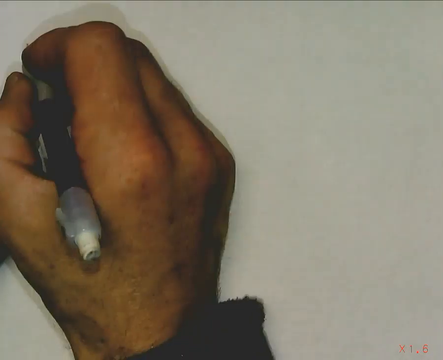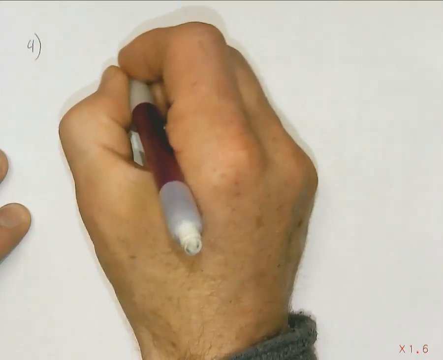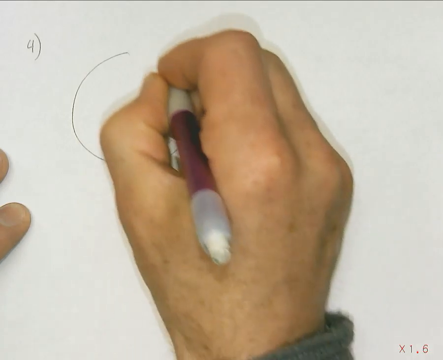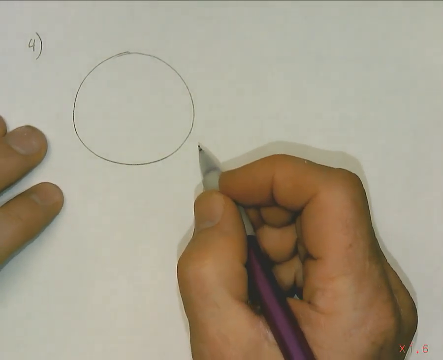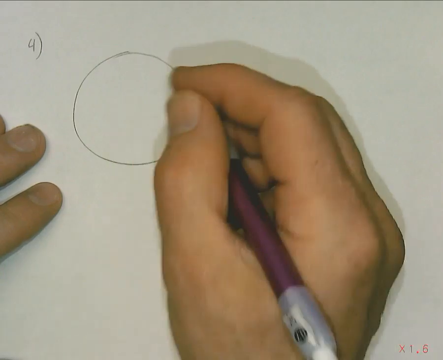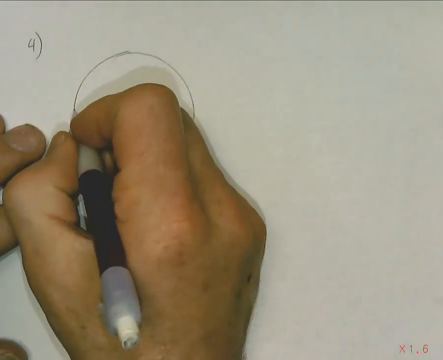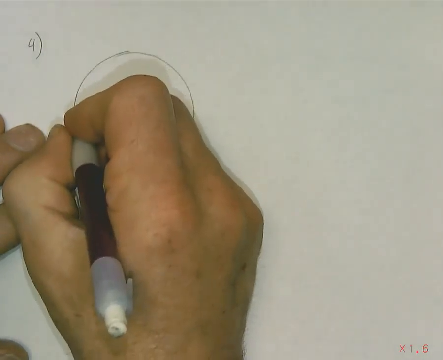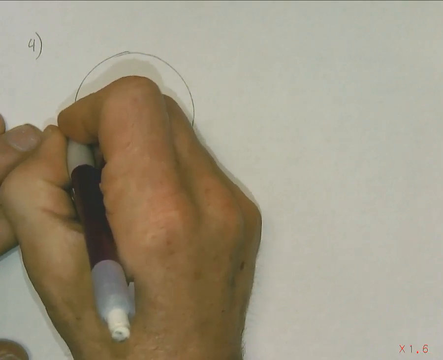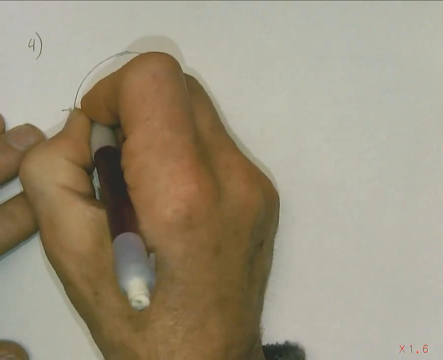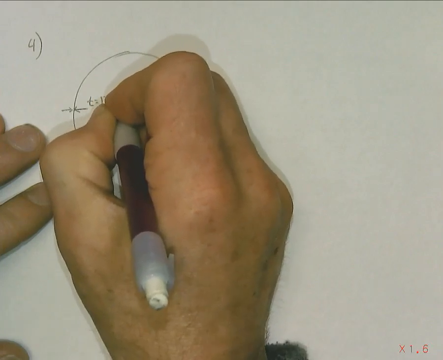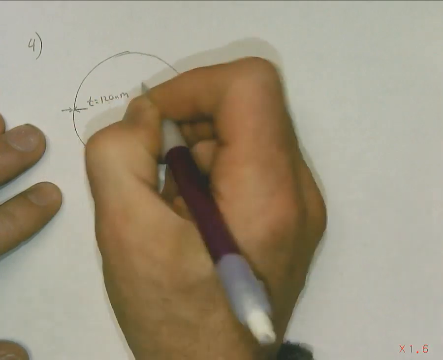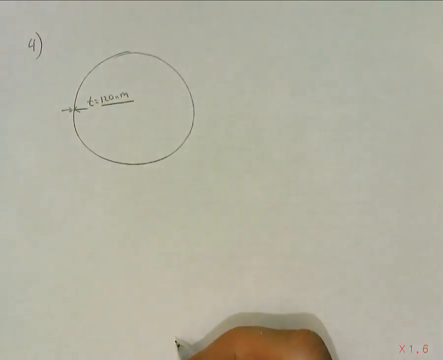So let's do it. Problem 4, let me begin by drawing a nice big soap bubble. Ooh, for me that's probably one of the best circles I have ever produced, so I'm going to relish the moment here. And we have a thickness. Now this is really thin. So there's a thickness here, T is equal to 120 nanometers. That's the thickness.